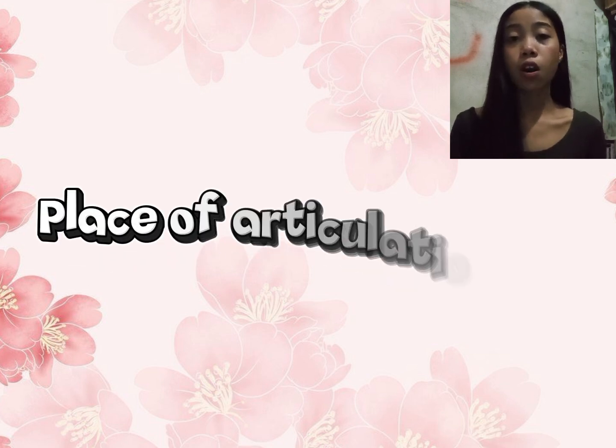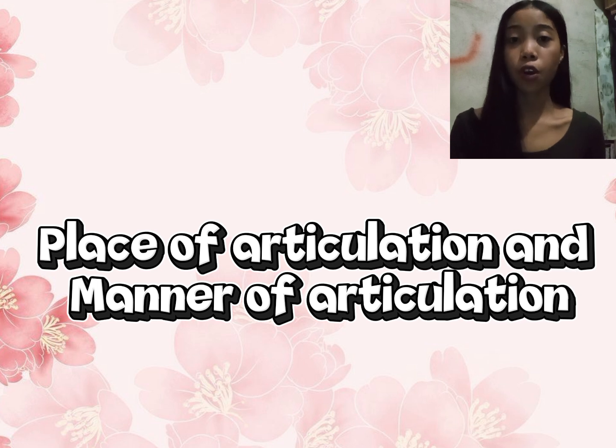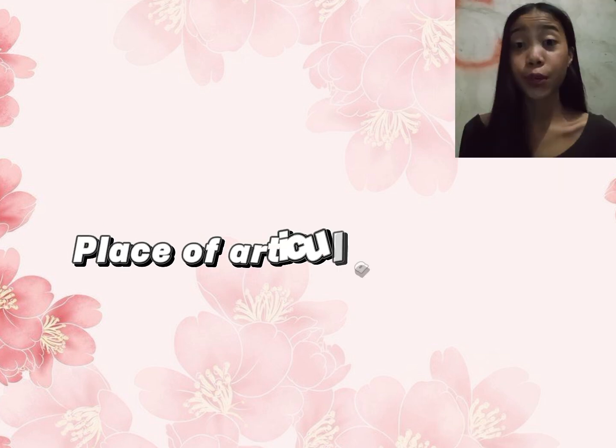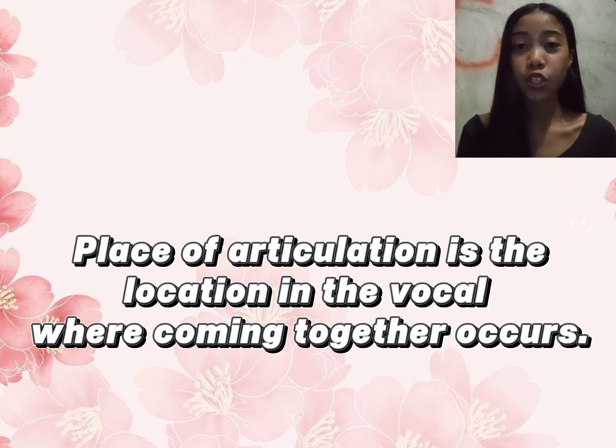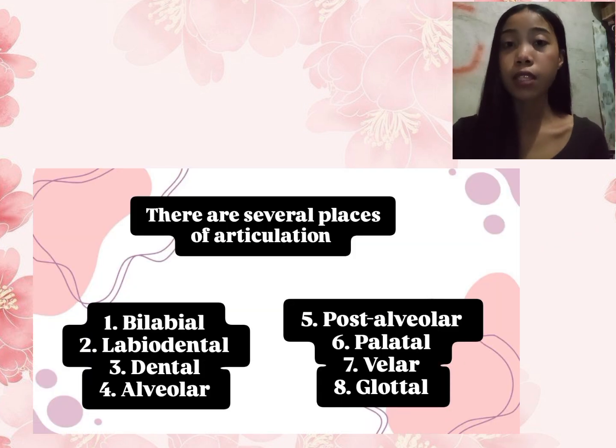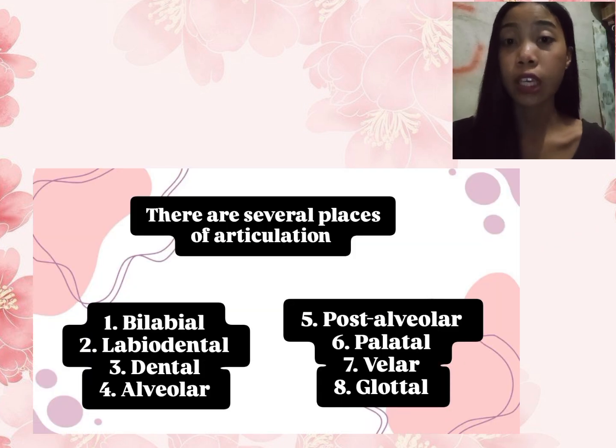Everyone. So today we are going to talk about place of articulation and manner of articulation. So first we have the place of articulation. Place of articulation is the location where coming together occurs. There are several places of articulation in English.